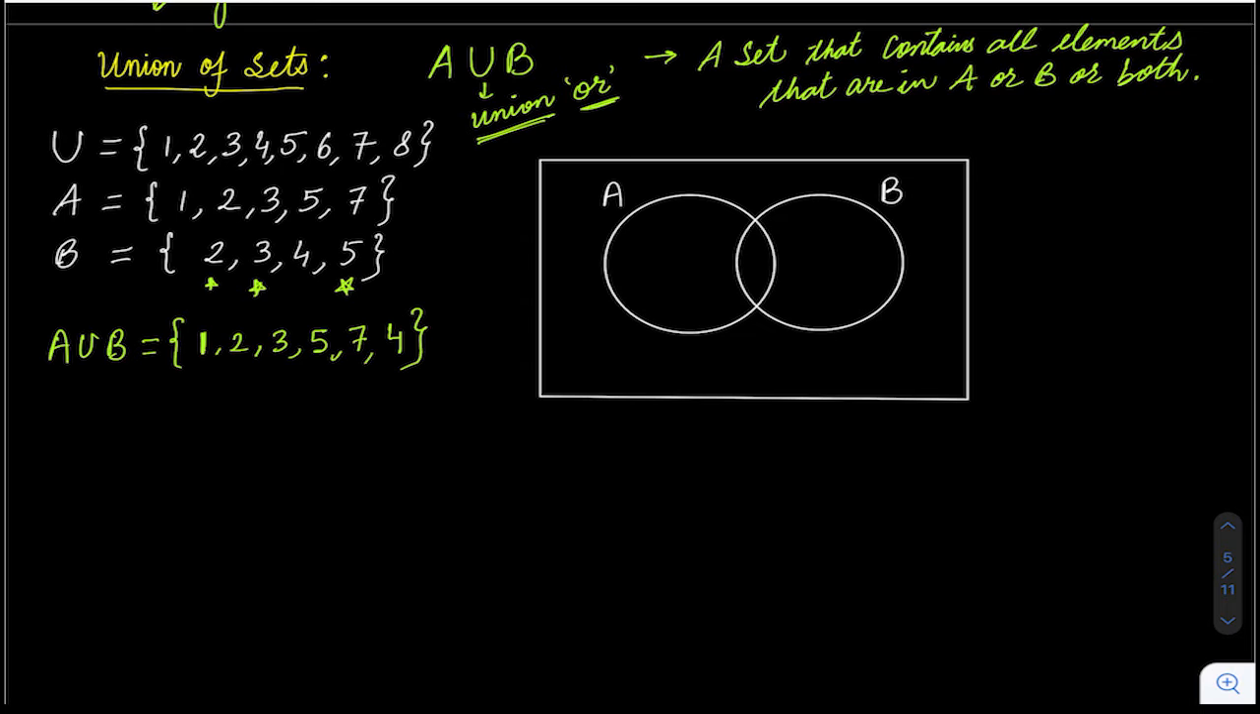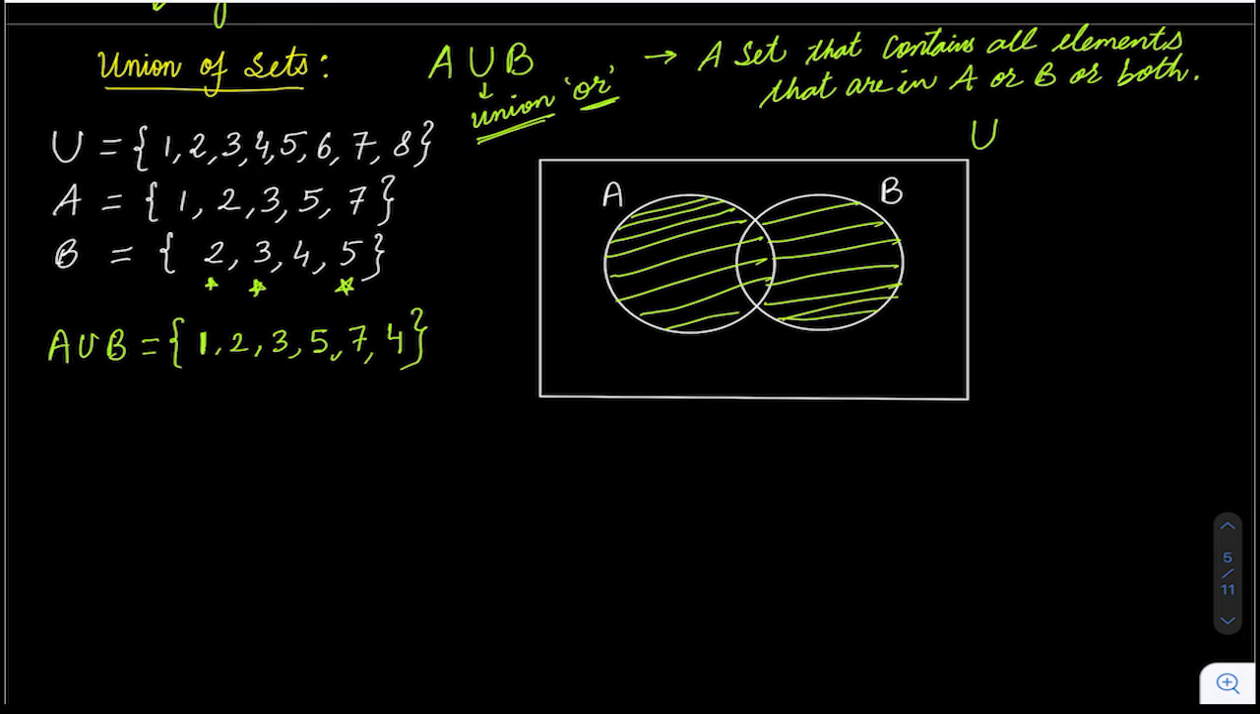So how do we represent this in a Venn diagram? This is my U, A and B. The first thing that I will shade is A union B. So what is my A union B? This whole thing, this circle and the remaining part of this circle. So this whole shaded part is my A union B.